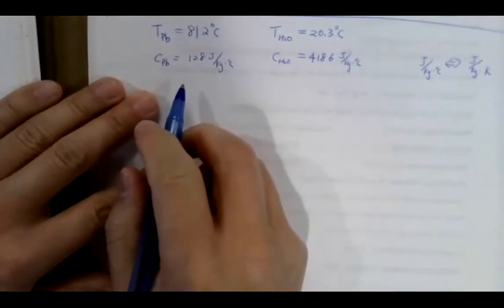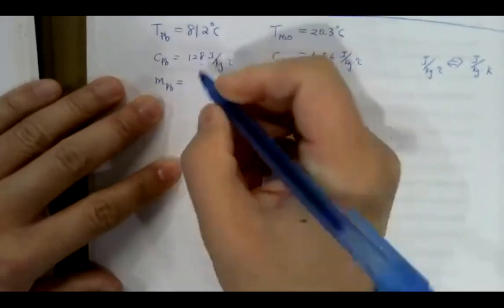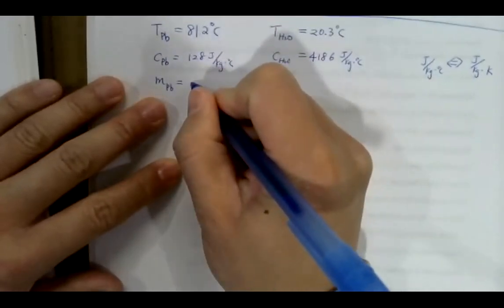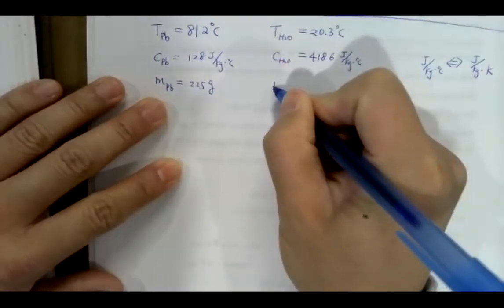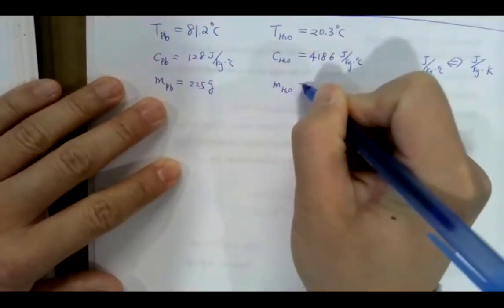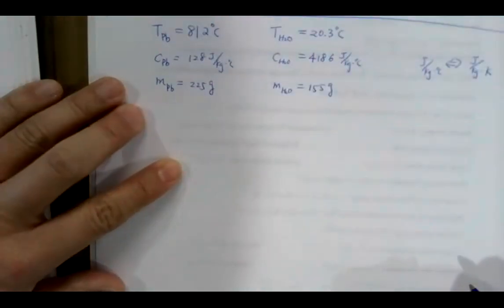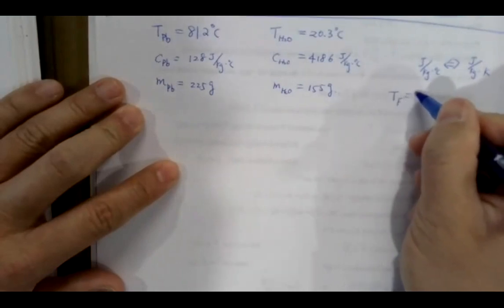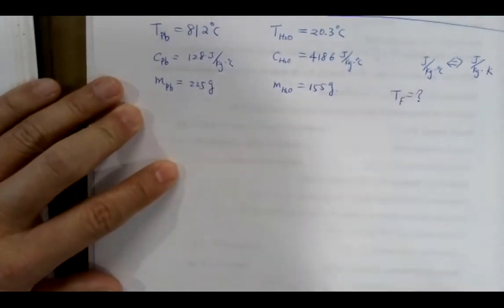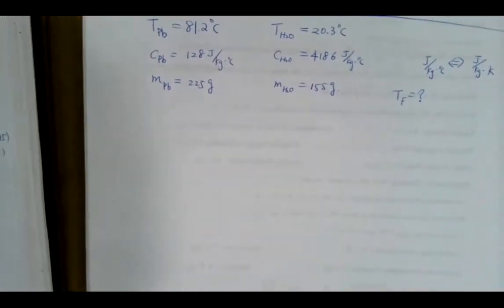All right. Now we also know the mass of the two, the metal and the water. So the mass of lead is 225 grams. The mass of water is 155 grams. You are looking for the final temperature, T final, of the two when they are placed in contact.